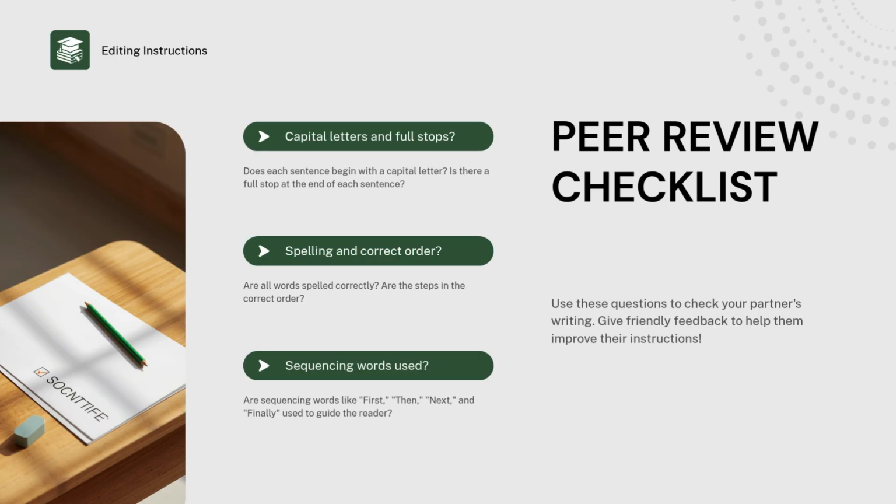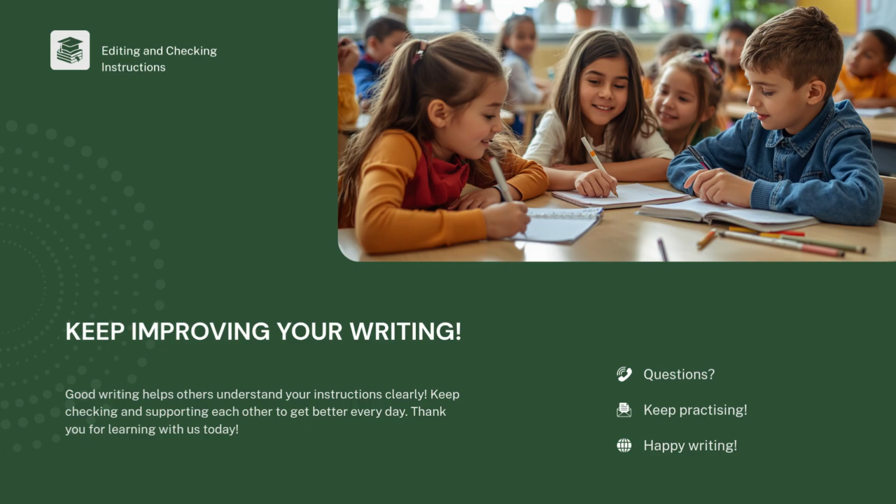Use the peer review checklist questions to check your partner's writing, and give friendly feedback to help them improve the instructions. Firstly, does each sentence begin with a capital letter? Is there a full stop at the end of each sentence? Are all words spelled correctly? Are the steps in the correct order? Are the sequencing words like first, then, next, and finally used to guide the reader? Those are the things that you should properly check.